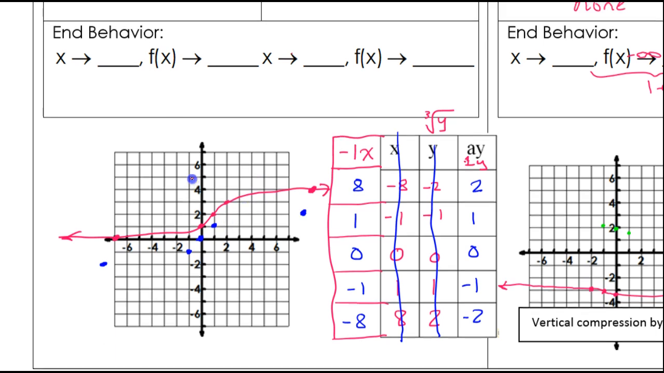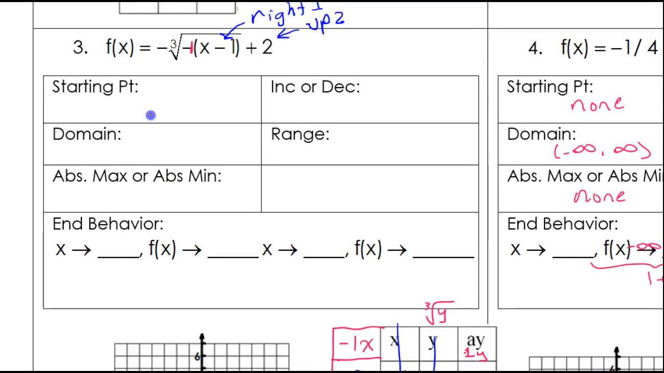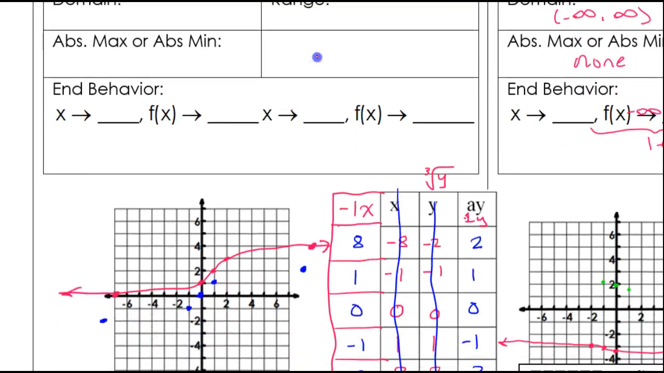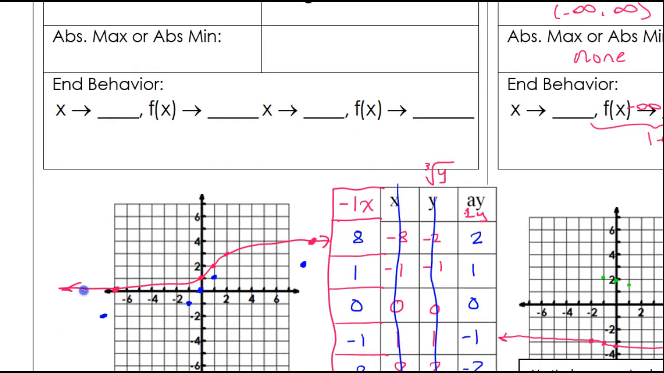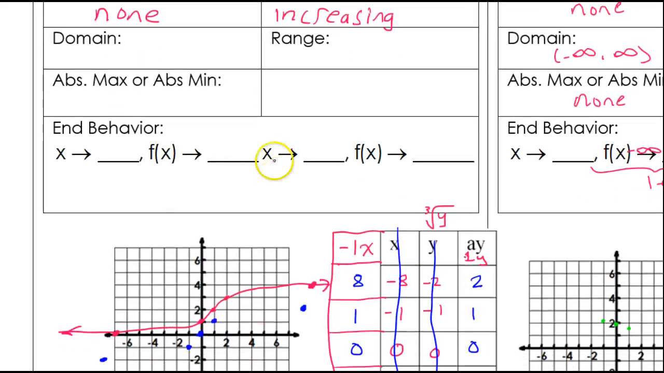So that's it for the graph. Now, cube root functions don't have a starting point, because they just go forever in both directions. Is this increasing or decreasing? Well, from left to right, it's rising, so it's increasing. All right, always read that from left to right.